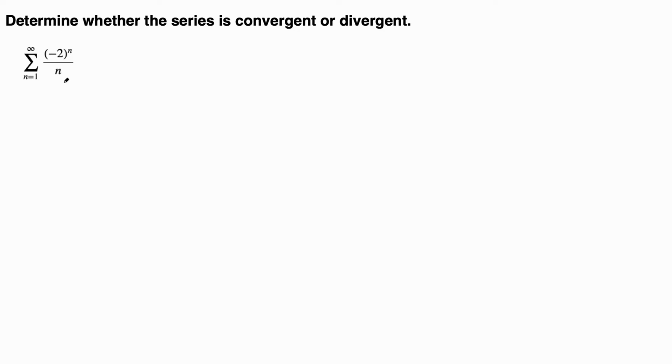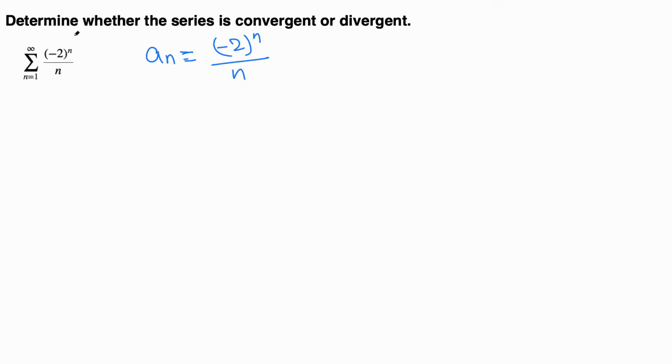Determine whether the series is convergent or divergent. So we got the general term a_n = (-2)^n over n. When we have a negative number raised to n, we get alternating signs: plus, minus, or negative, positive, negative, positive. That means this is an alternating series, and we can use the alternating series test to show convergence.